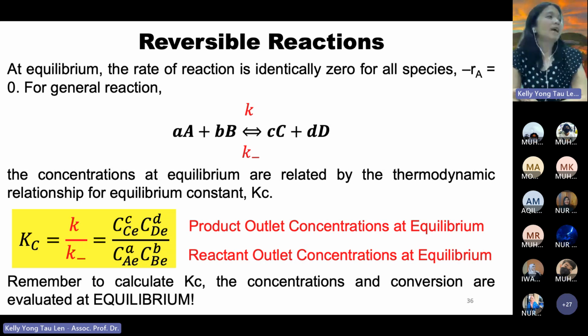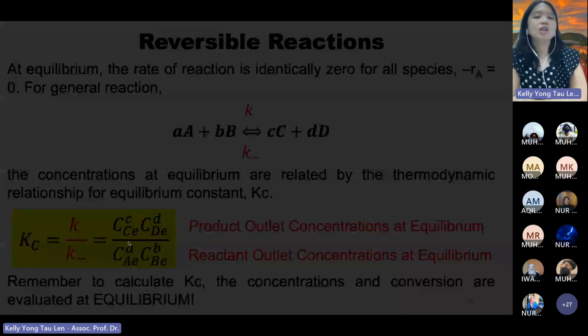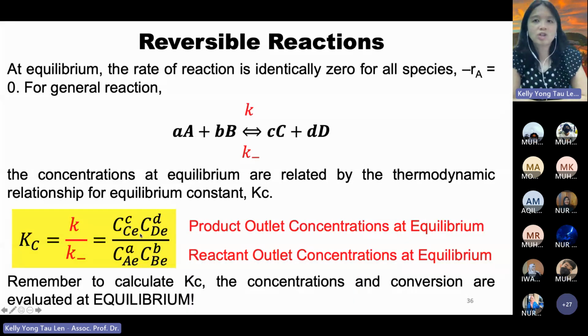Maksudnya, when you calculate at equilibrium, the concentration will be based on your reactants and products, and this concentration must be at equilibrium. Kamu tak boleh kira Kc menggunakan kepekatan sebelum tindak balas tu mencapai equilibrium. It must be at the moment when they have already achieved equilibrium. So Kc is actually the ratio of the forward reaction rate constant K over the backward reaction rate constant K minus.